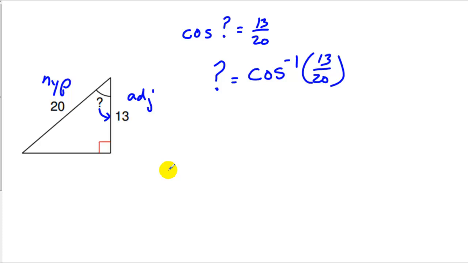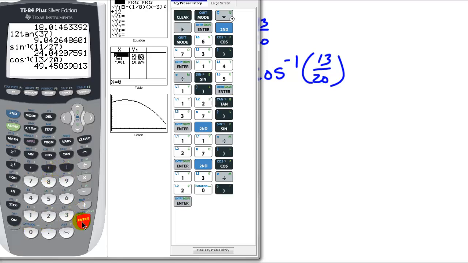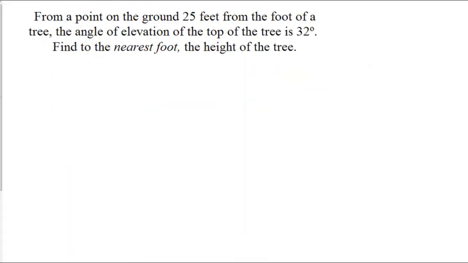Once again, we'll go to our calculator and find the inverse cosine of 13 over 20. So second cosine gets me the inverse of 13 divided by 20. Close the parentheses, hit enter. We get 49.45 degrees. So let's move to our next example.